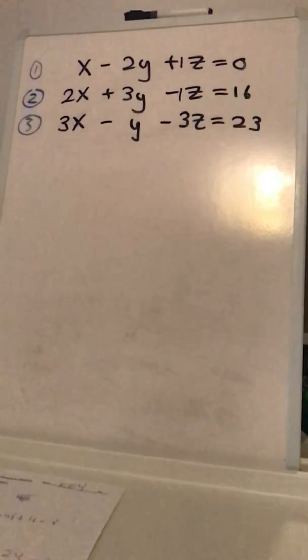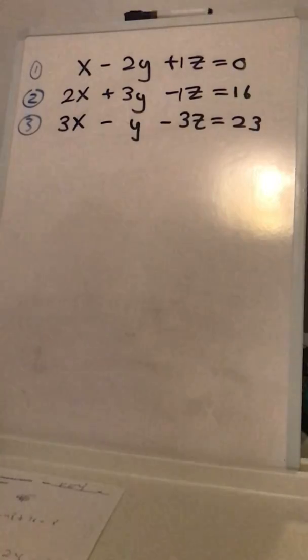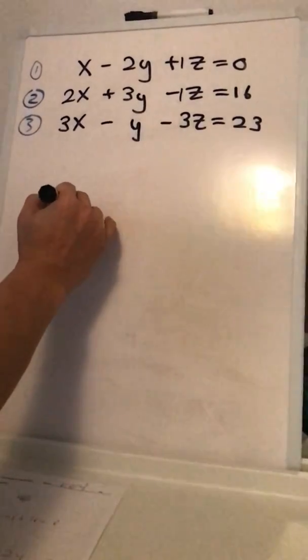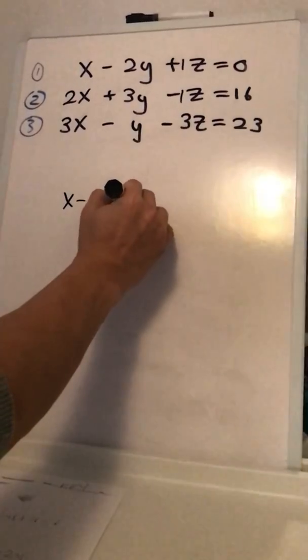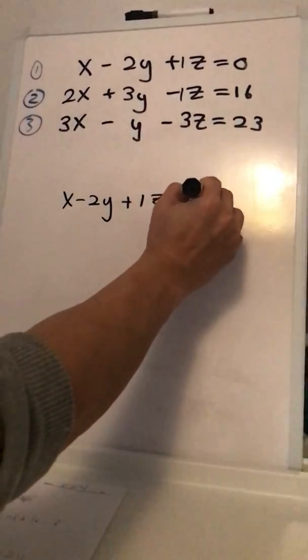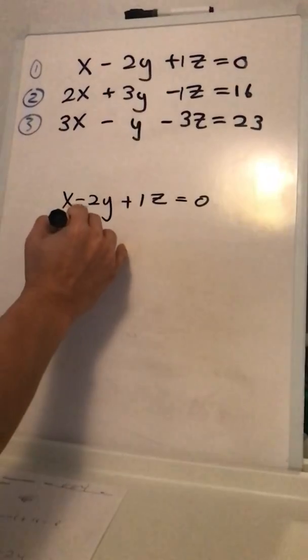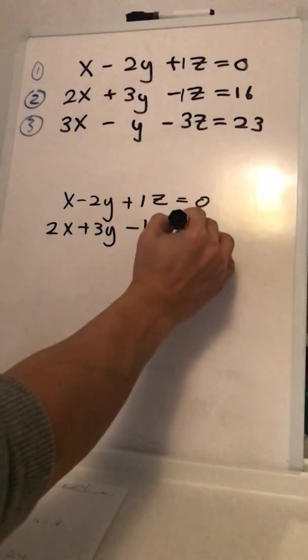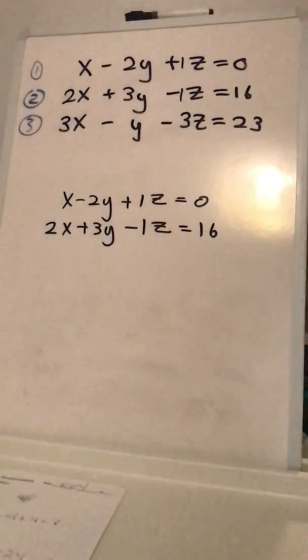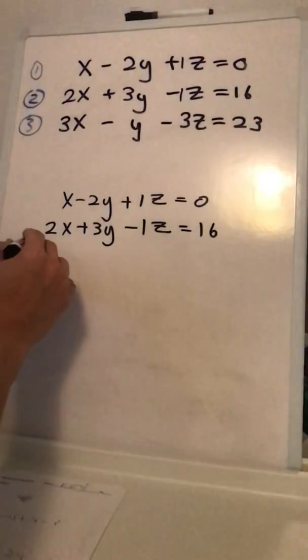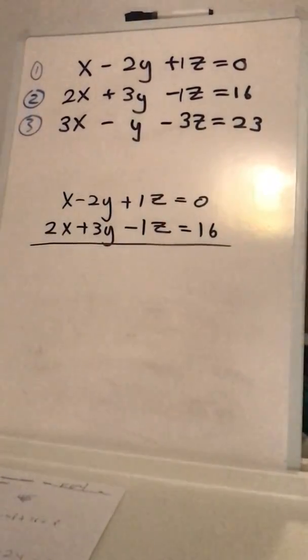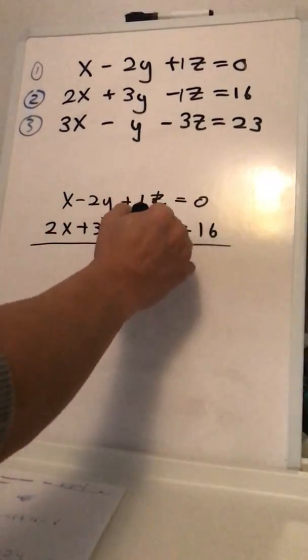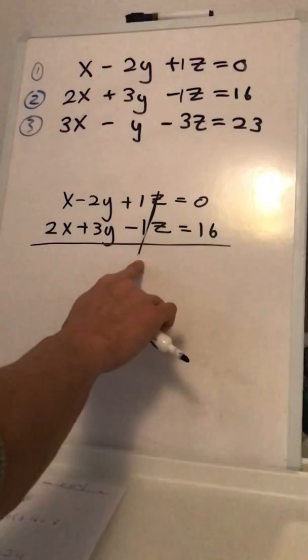I'm going to rewrite equation 1 and 2 right on top of each other. x minus 2y plus 1z equals 0. 2x plus 3y minus 1z equals 16. I'm going to put my addition line, and the reason I'm doing that is because I can cancel out the good twin and bad twin right here. Then I'm just going to add the rest.